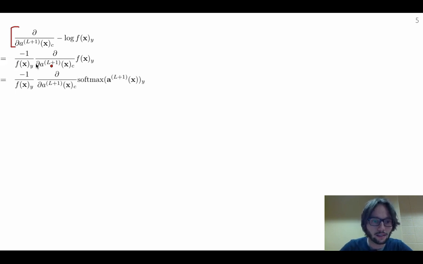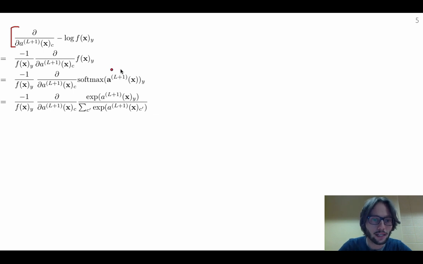Now let's replace f of xy by what it actually corresponds to. It's the softmax applied on the pre-activation vector, and we just look at the yth element of that vector. And let's actually replace softmax with its definition. We remember that softmax is the exponentiated pre-activations, and if we look at the yth element, then we have the yth pre-activation, normalized by dividing by, for all possible classes C prime, so I'm using C prime here as my index for summing over all classes, of the exponentiated pre-activations for all output units, for all values of C prime.